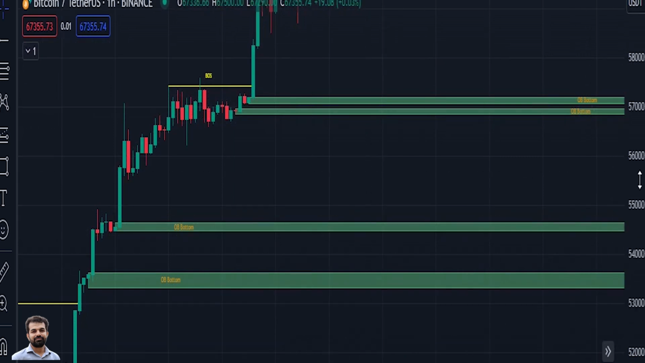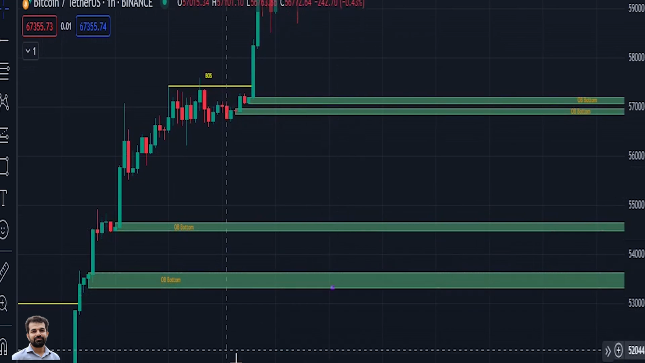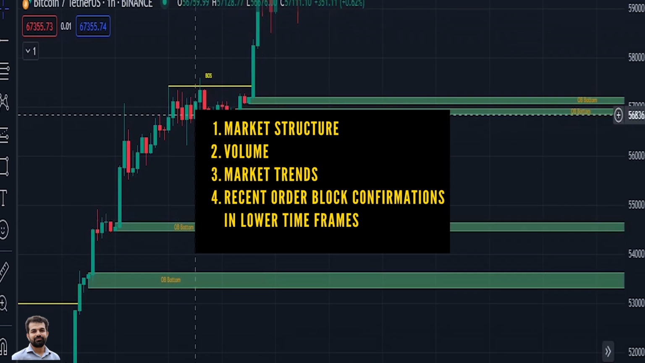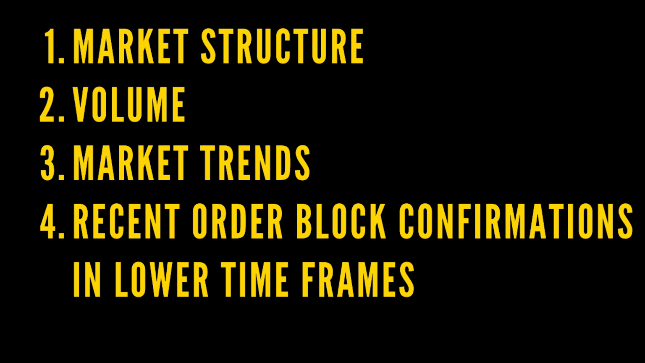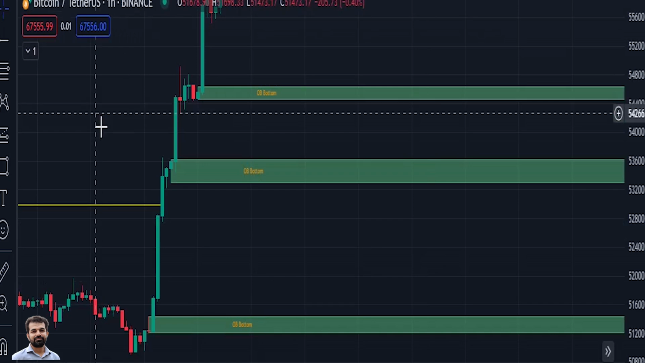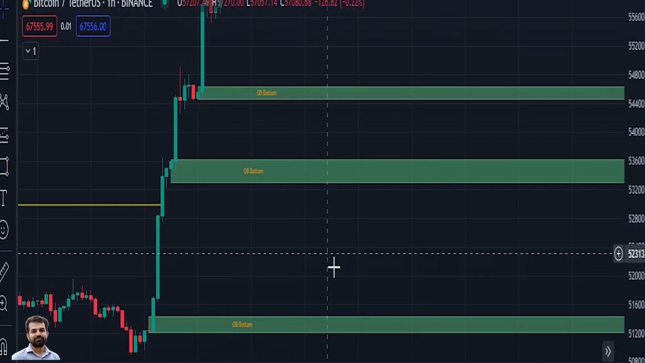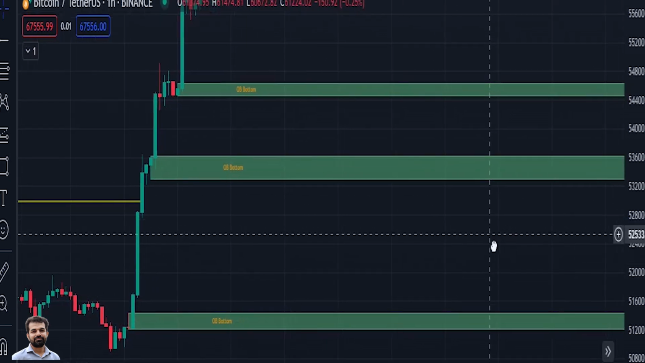Let's break down the key factors to consider when trading order blocks. We have summarized it into four categories: market structures, volume, market trends, and recent order blocks confirmation in lower time frames. First, let's dive into the market structure. Understanding the market structure is crucial. It involves analyzing how price moves, identifying highs and lows, and recognizing patterns that help you make sense of the overall market dynamics.